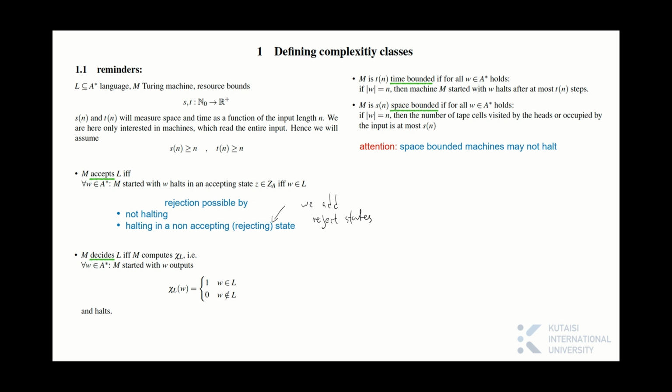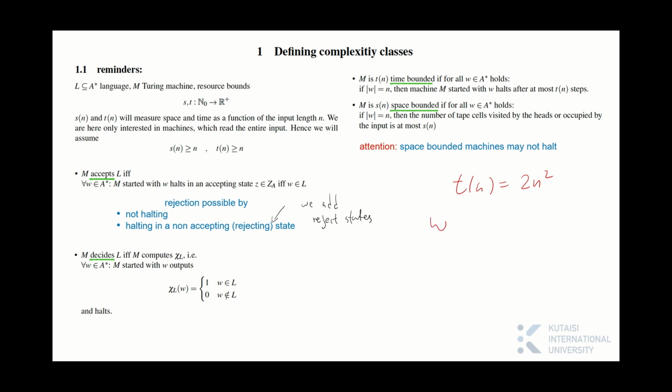Okay, so I reminded you about this definition, and we also mentioned the next definition before, but let's do it again. The Turing machine M is T(n) time bounded, where T(n) is a function. Let's give an example: say T(n) is 2n squared, a function that maps n to 2n squared. M is T(n) time bounded if for all strings, if your string has size n, then machine M started with W halts after at most T(n) steps.